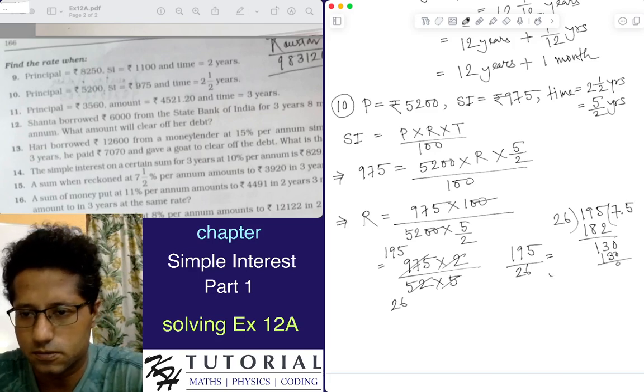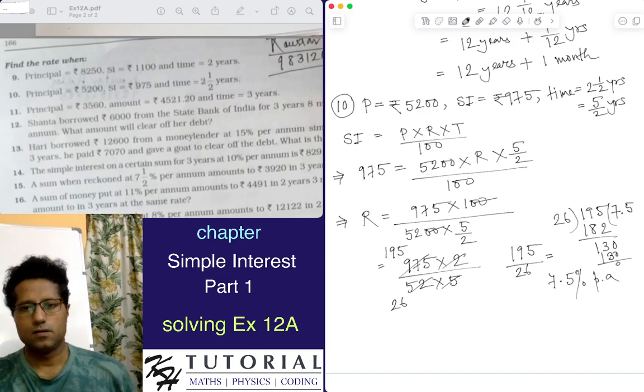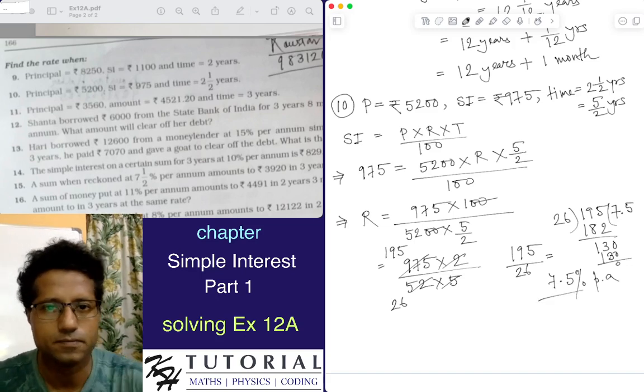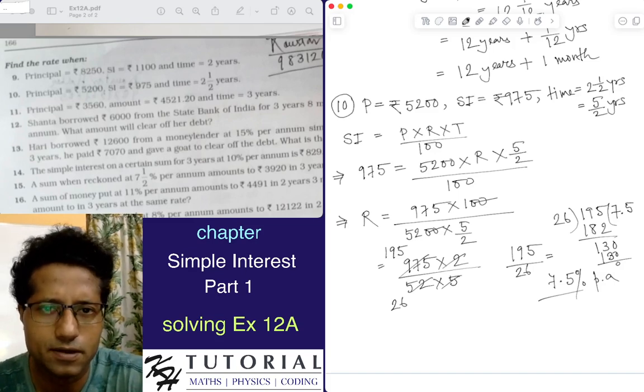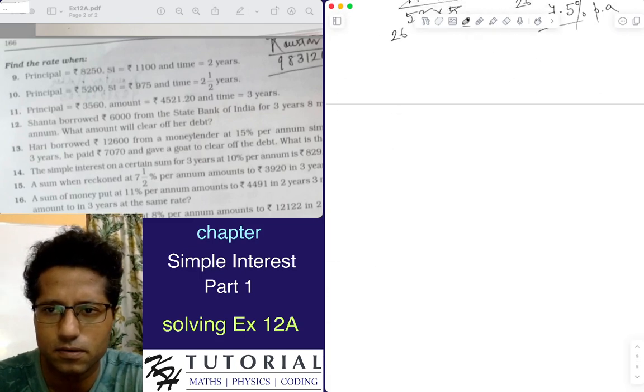So this is 7.5% per annum. So for 10, the rate is 7.5% per annum. I hope you can do problem number 9, problem number 10, 11. They are all similar problems. Now let's start the word problems, which is from problem number 12.